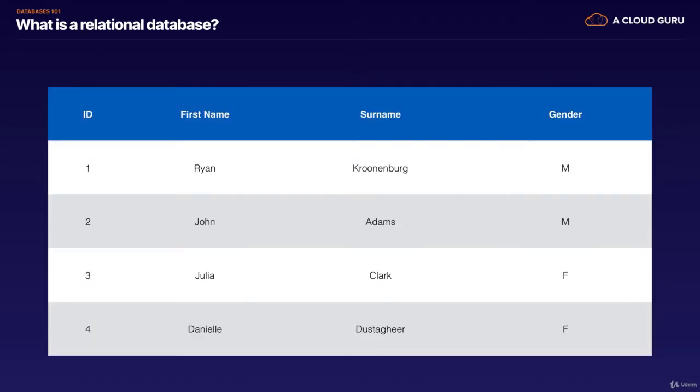And here's a good example of one. Let's say this is a student database. You want a list of all your students in a particular class. You've got your student ID off to the left, and this could be a unique number. And then we've got our first name, our surnames, and then what gender the students are. So that's all a relational database is.